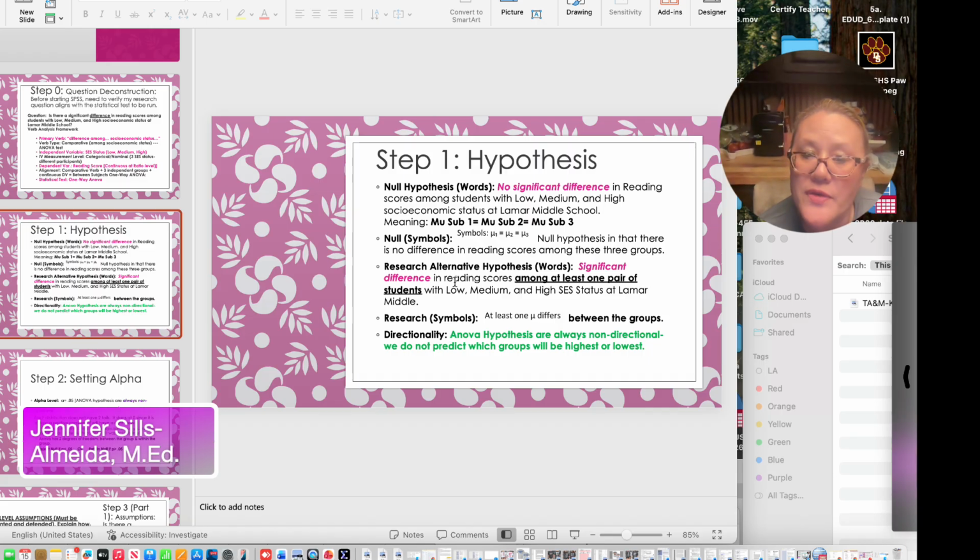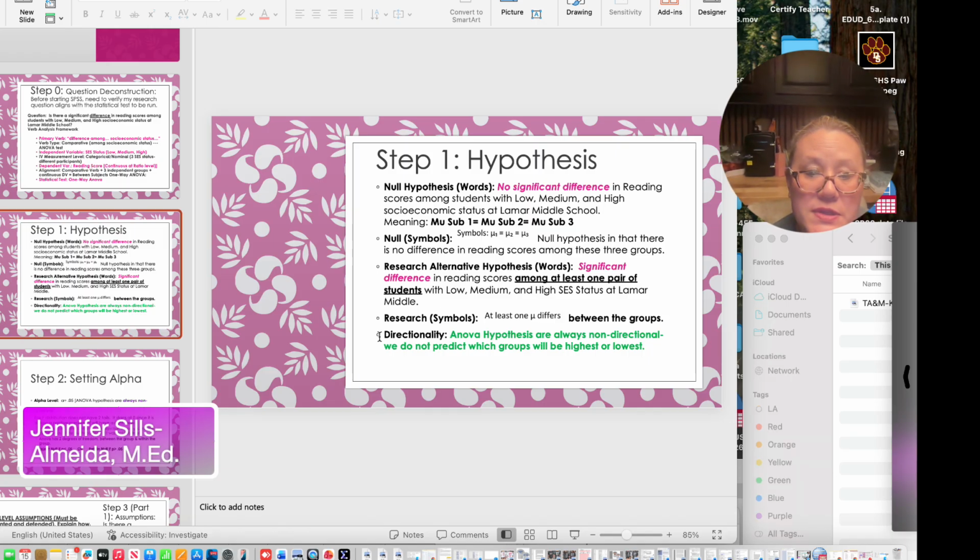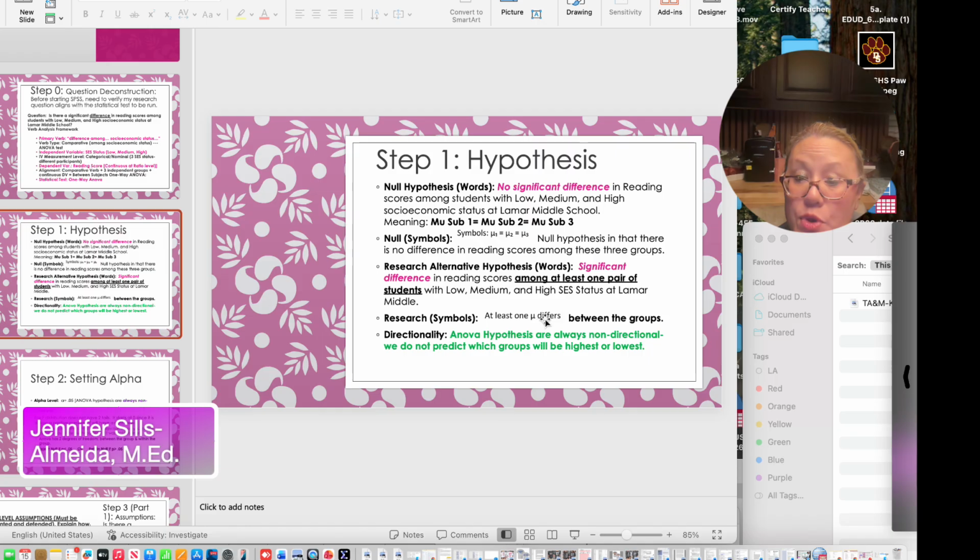Now, the alternative hypothesis is that there is a significant difference in the reading scores. I'll go into setting the alpha, but anything above 0.05 has a different effect. If it's higher, there's no significance, but if it's lower than 0.05, our alpha, then there will be a difference. So let's jump there. And again, for the research, at least one mu is different between the groups, and that is why we're showing a significant difference in the alternative hypothesis.